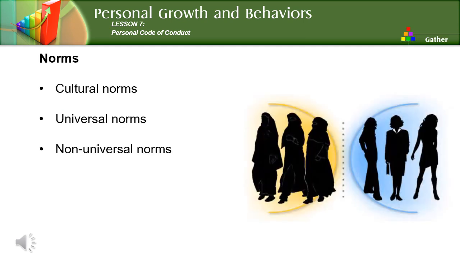While individuals have different ideas about what is ethical or unethical, a society as a whole will have a general agreement about what is acceptable conduct. These agreements are known as norms. The three types of norms are cultural norms, universal norms, and non-universal norms.